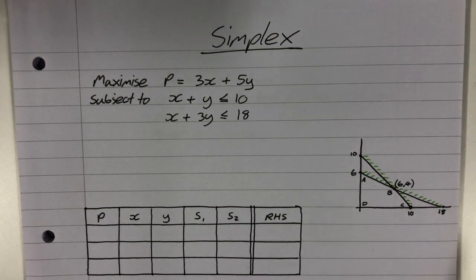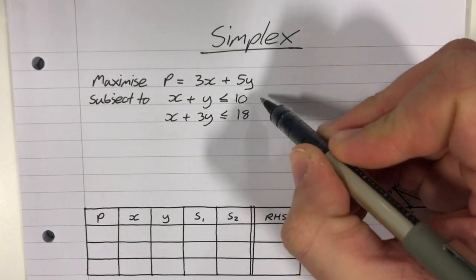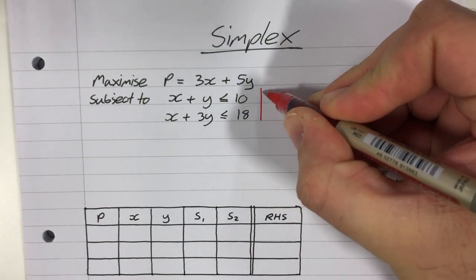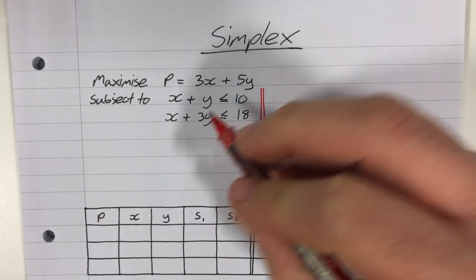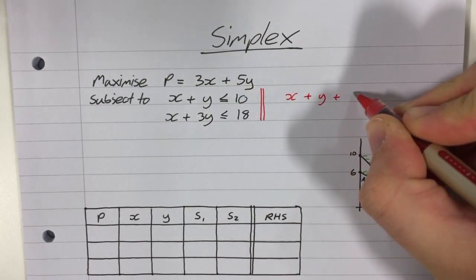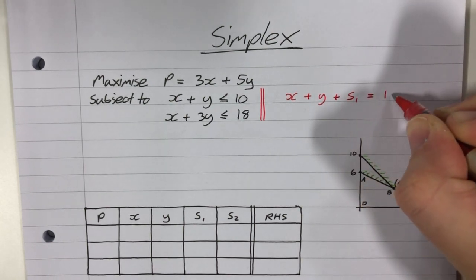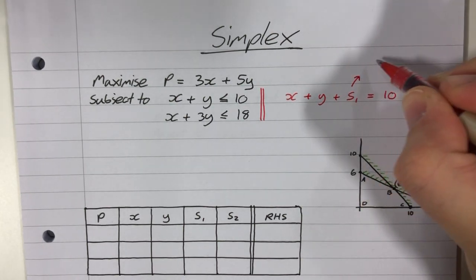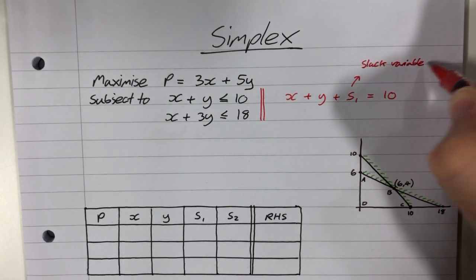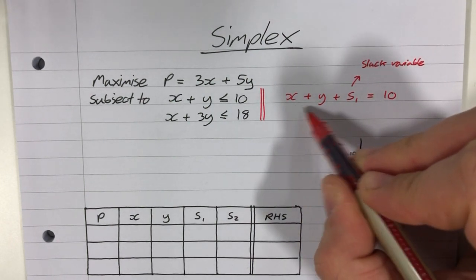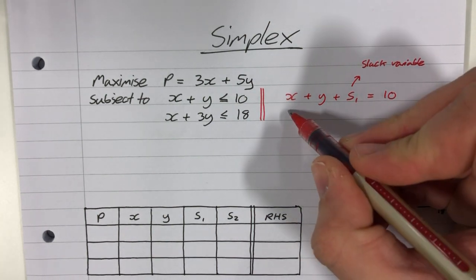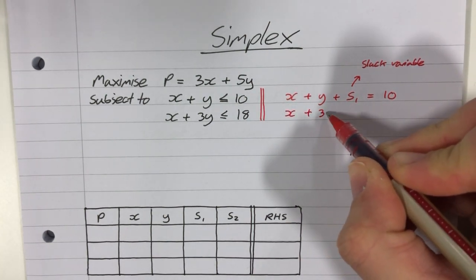So what we do is we first take these two constraints here, and we write them as equations by introducing two new variables. So instead of saying x plus y is less than or equal to 10, I'm going to say x plus y plus a new variable, which I'm calling s1, equals 10. And this variable is called the slack variable. It takes up the slack that x and y don't make up to get to 10. Okay, it gives us an equation. And equations are easier to work with than inequalities.